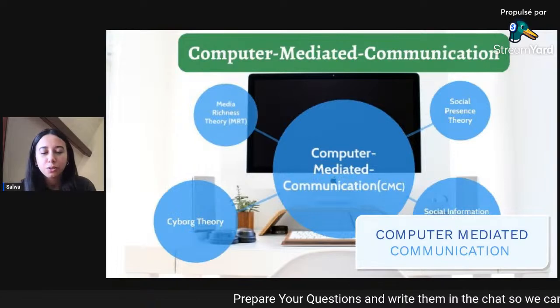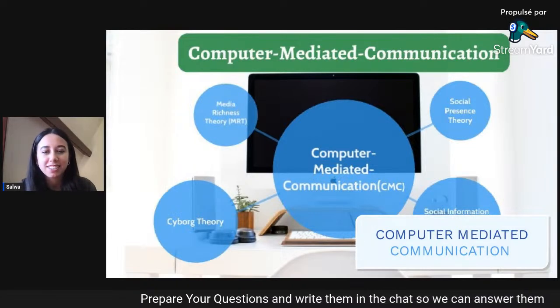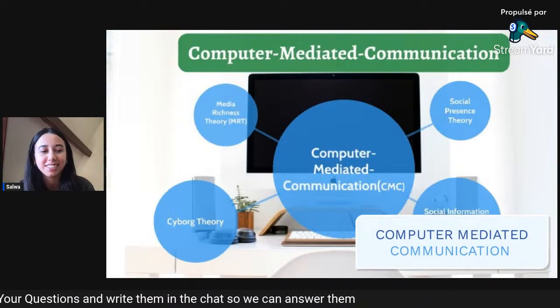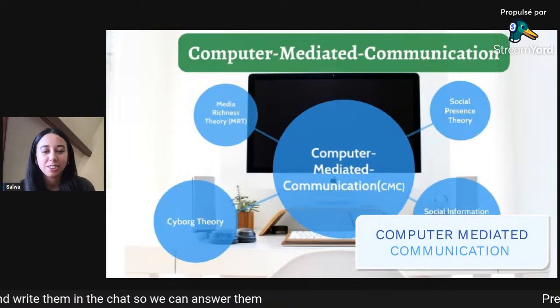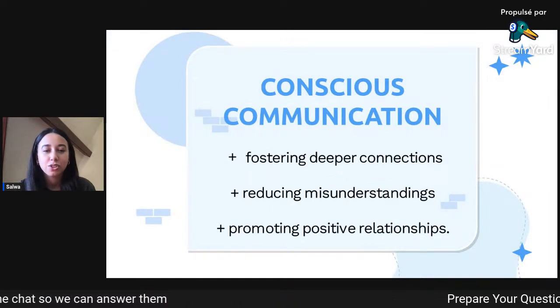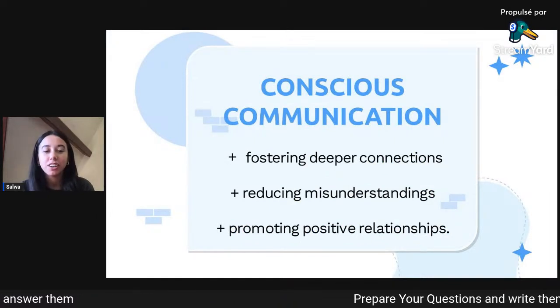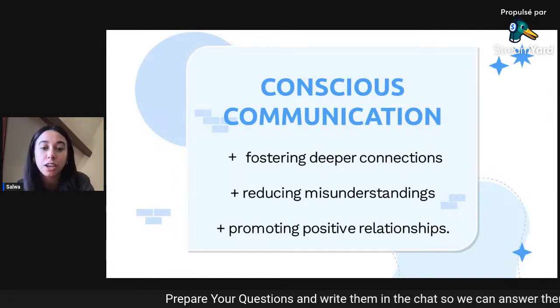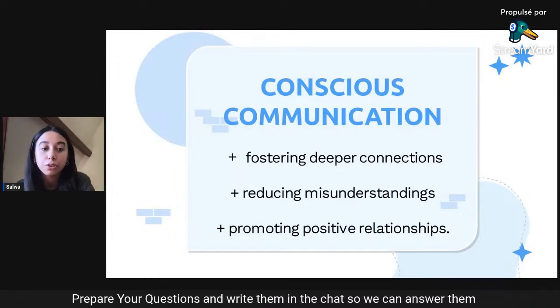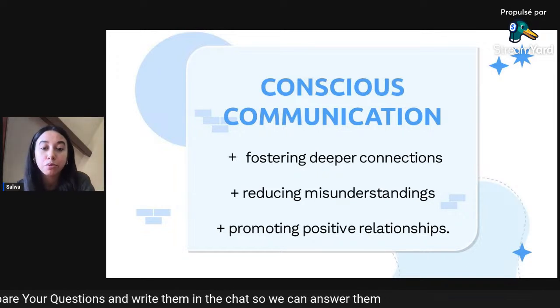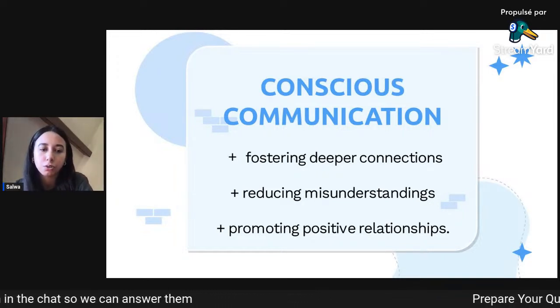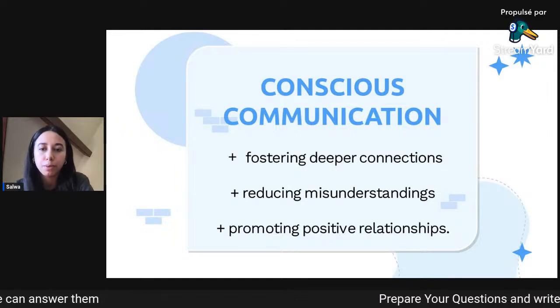Okay, so for my part, we're going to see how to apply conscious communication into computer-mediated tools. Conscious communication when using computers is very important because it fosters deeper connections, it reduces misunderstanding, and it promotes positive relationships. So how do we apply conscious communication into computer-based tools? We have some tips that we're going to see.